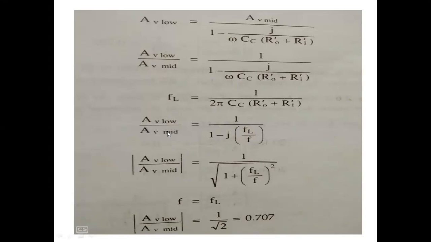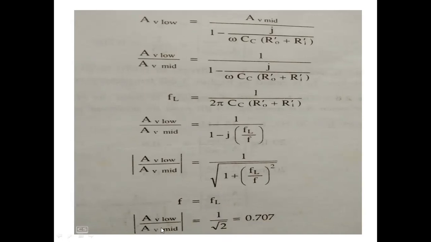And this is the value of AV low by AV mid, and the magnitude of this term becomes mod AV low by AV mid is equal to 1. Magnitude is 1 only, and if you take the magnitude of the denominator, this is in the form of A plus jB. In place of A, we have 1. In place of B, we have Fl by F. So that means square root of A square plus B square, so square root of 1 square is 1 plus B square means Fl by F whole square. Okay, this is the magnitude for the denominator. And at F equal to Fl, this value becomes 1 by square root of 1 plus 1 only, so that is 1 by square root 2, that is 0.707.